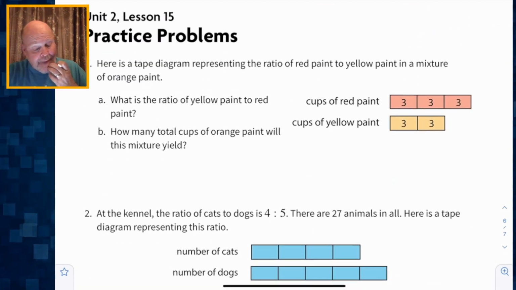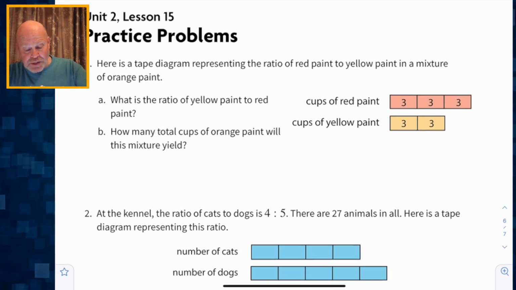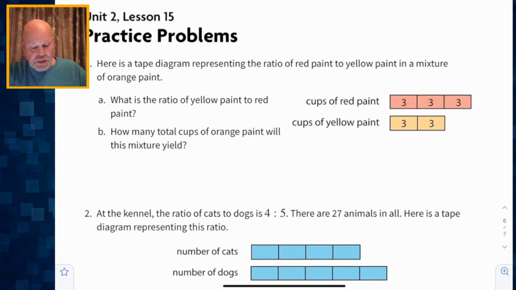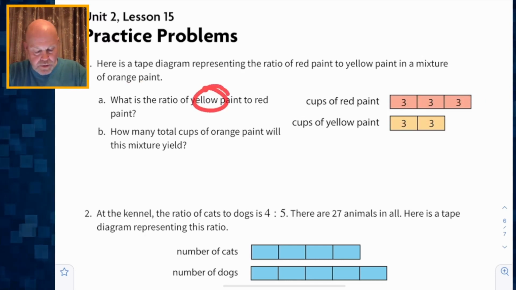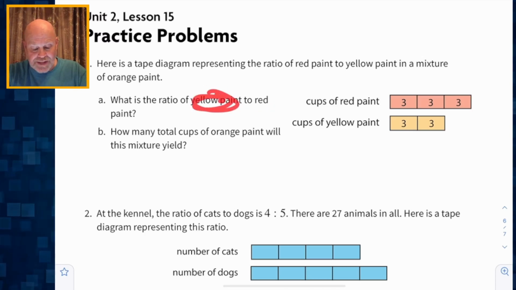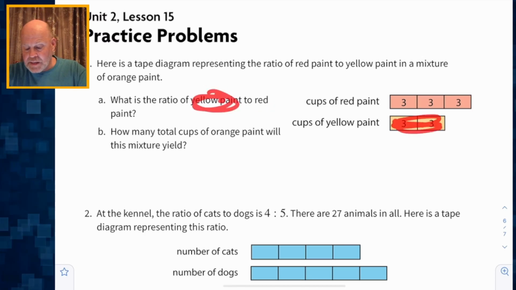All right, so here's a tape diagram representing the ratio of red to yellow so that we can make orange. It doesn't look very red, but anyway, red to yellow to make orange. What is the ratio of yellow to red? Ooh, nice. So what is the ratio of yellow to red? So that's yellow to red.